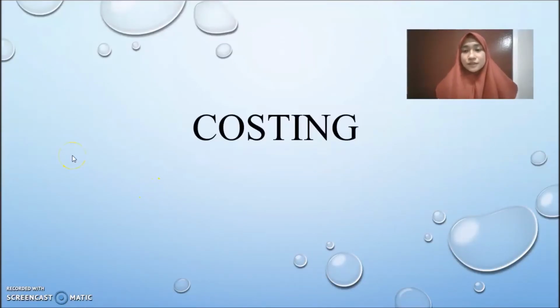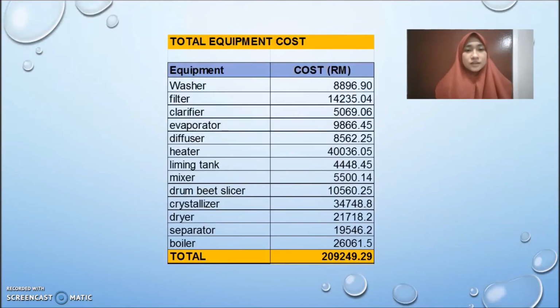Okay, for the costing of our project, this is our total equipment cost. We choose the best one so that it will fulfill the requirements of our project and also be affordable for us. And look at this price. The price is cheaper.